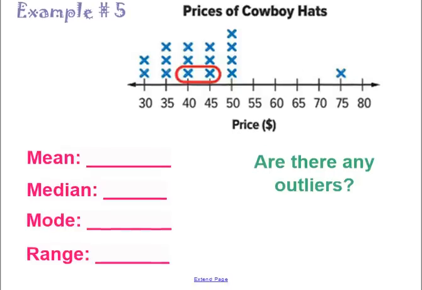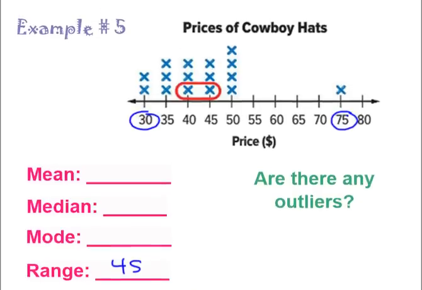Okay, let's look at example 5. So here we have another line plot that's already created for us. So let's start with our range. Our largest number is 75 and our smallest number is 30. So 75 minus 30 is going to be 45. Our mode is our number that appears most frequently, and that's going to be 50.